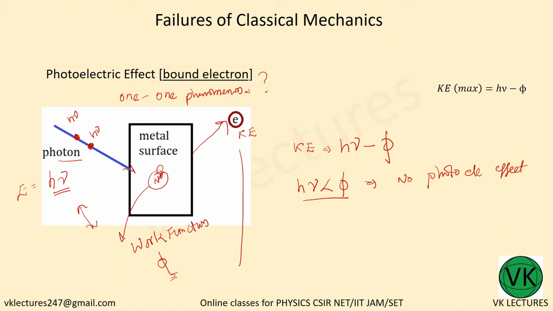So when this energy h nu is less than phi, there is no photoelectric effect. Okay. And what is the kinetic energy? This is the kinetic energy of the electron, by which this electron will be moving after the photoelectric effect has taken place. These are called photoelectrons.